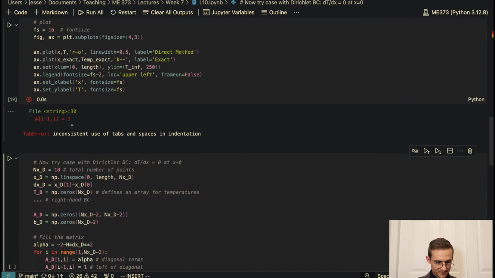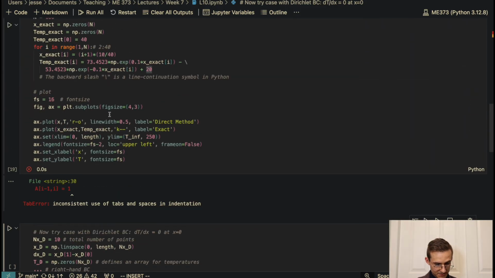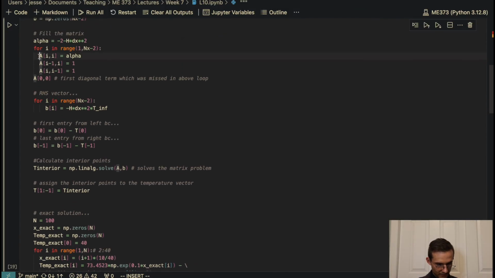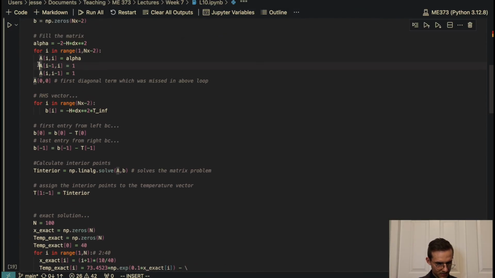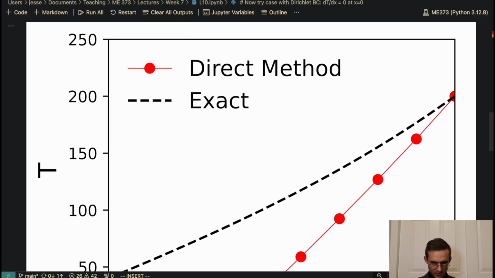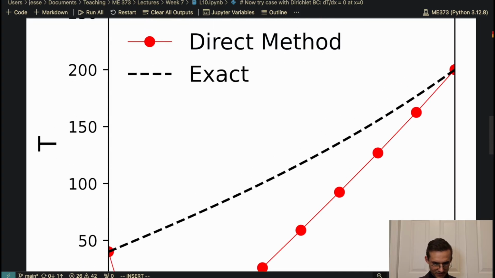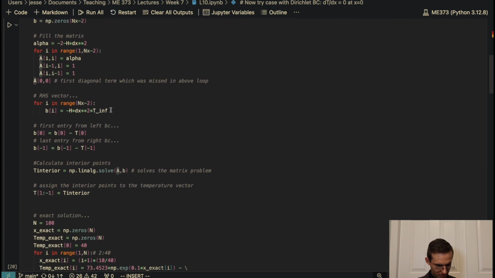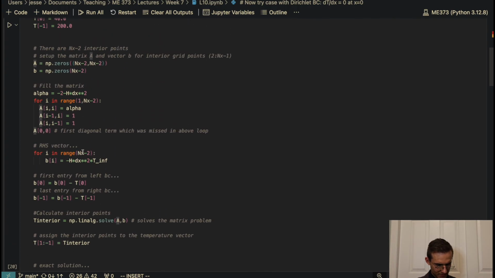So if we run this, let's see, inconsistent use of tabs and spaces in indentation. Let's go up here. It looks like we have an issue here. Okay, let's see if this works. Yeah, there we go. Uh-oh. We've got a mismatch between our direct method and our exact method here. That's probably some sort of initialization error. Let me stare at the code here and make sure that I'm not making a mistake.